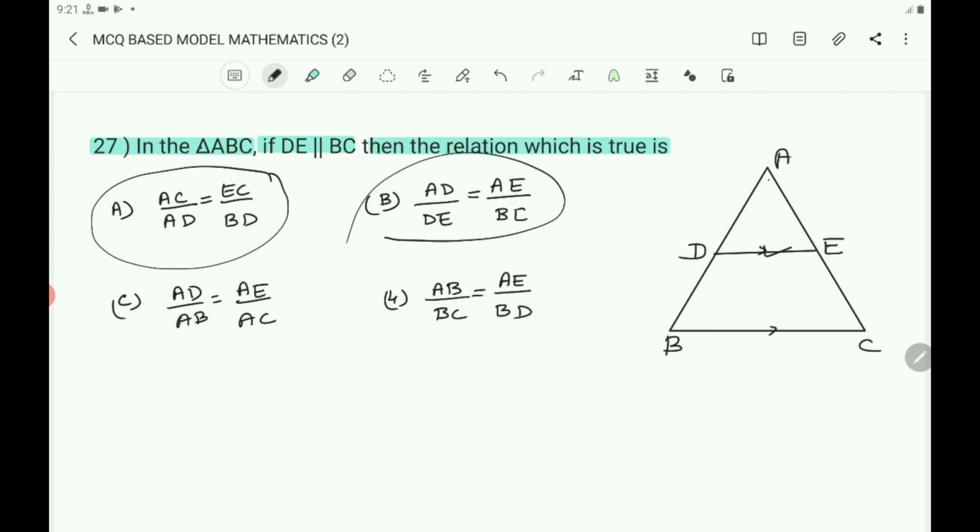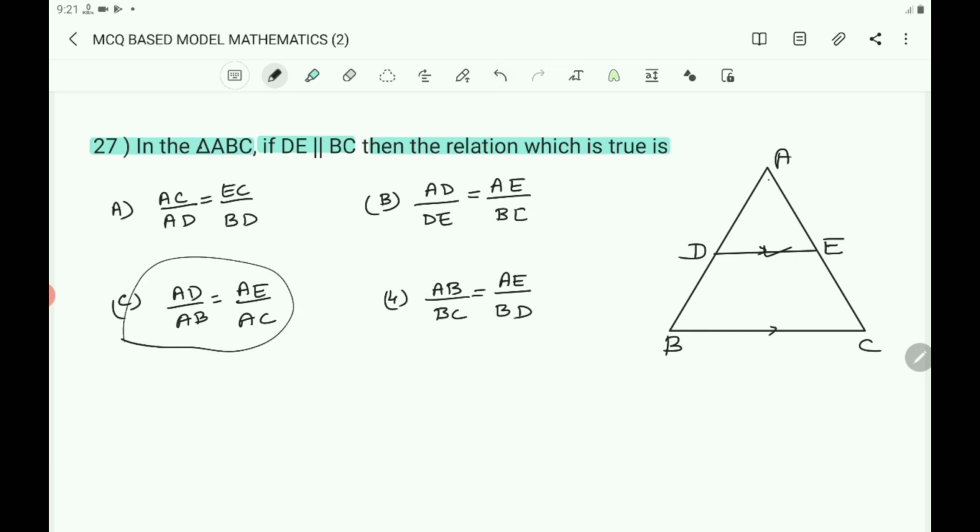Next we take AD by DE. So what is that? AD by DE is there, and AE by BC is there. This type of relation is also not true. Then AD by AB equals AE by AC. That you can get here by using the similar triangle. You know that here this triangle ADE is similar to triangle ABC, because as this DE is parallel to BC, you will get this angle equal to this angle, and this is also equal to this angle, and this is a common angle.